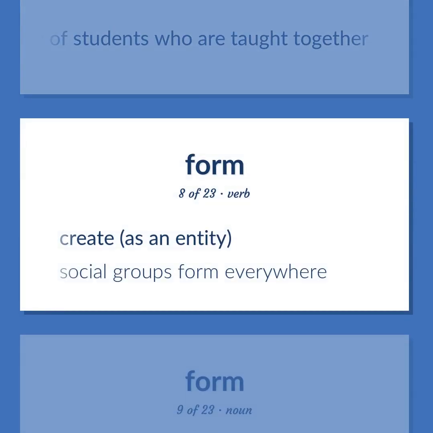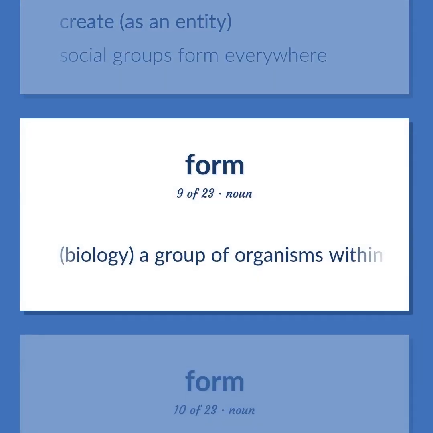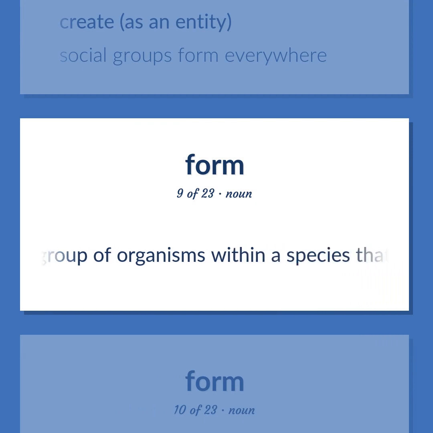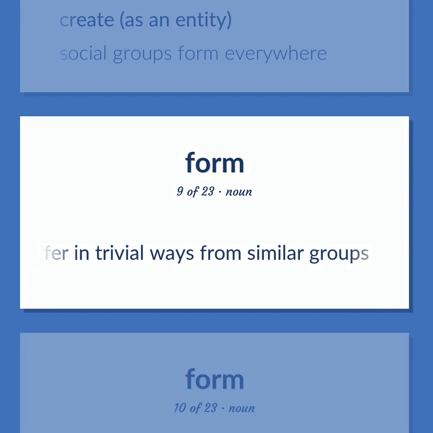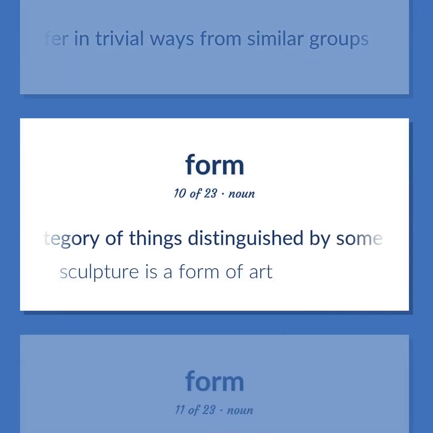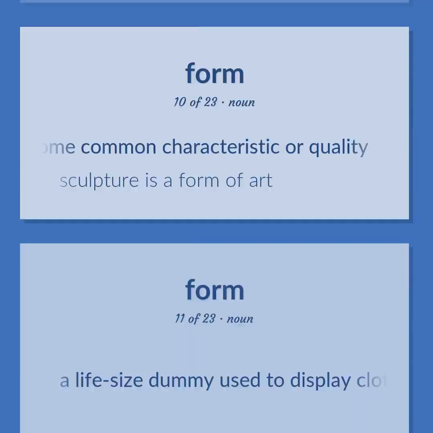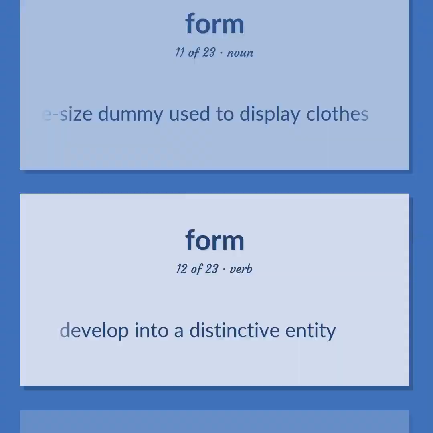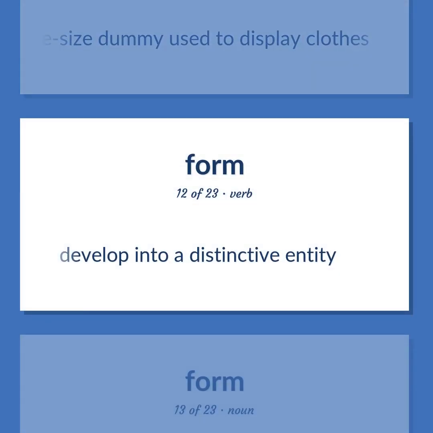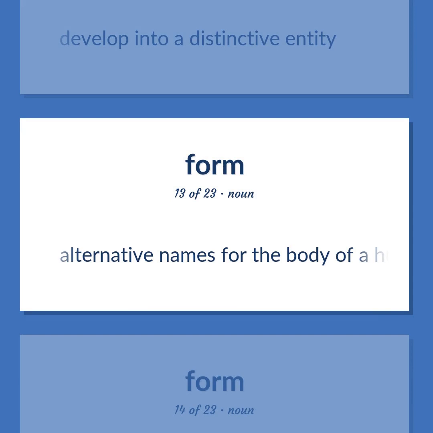Create, as an entity. Social groups form everywhere. Biology. A group of organisms within a species that differ in trivial ways from similar groups. A category of things distinguished by some common characteristic or quality. Sculpture as a form of art. A life-size dummy used to display clothes. Develop into a distinctive entity. Alternative names for the body of a human being.